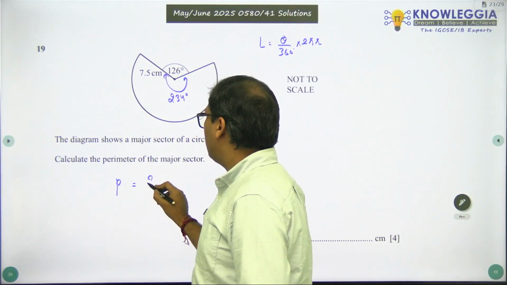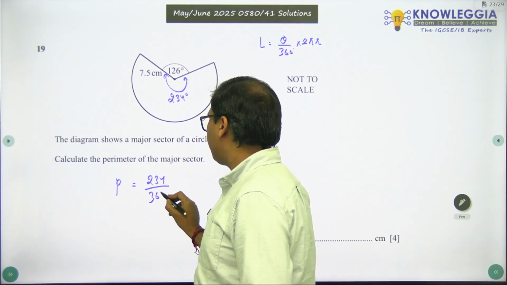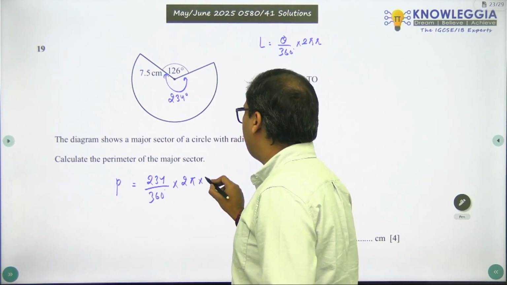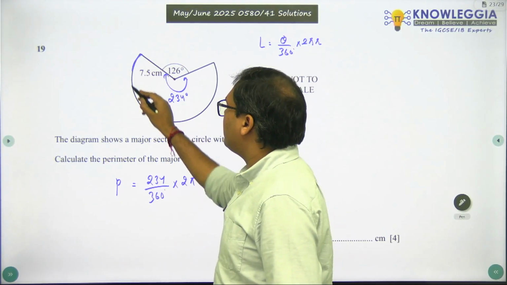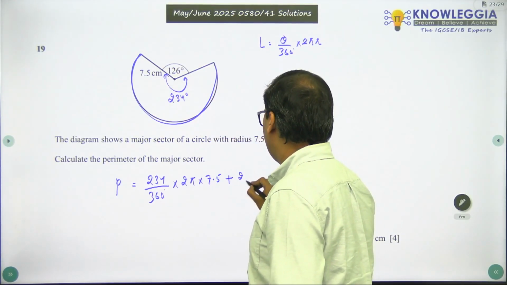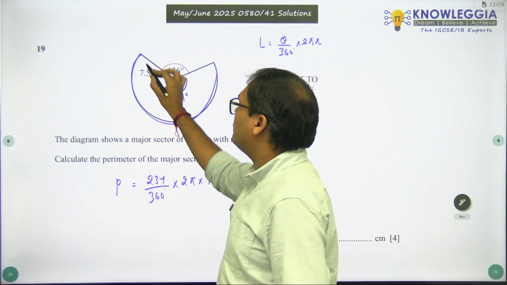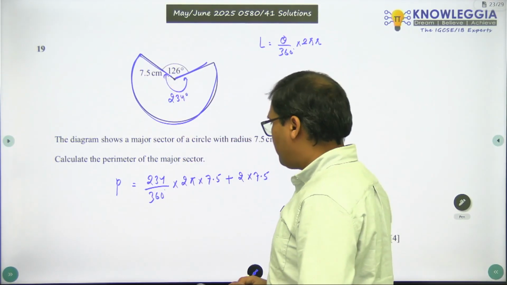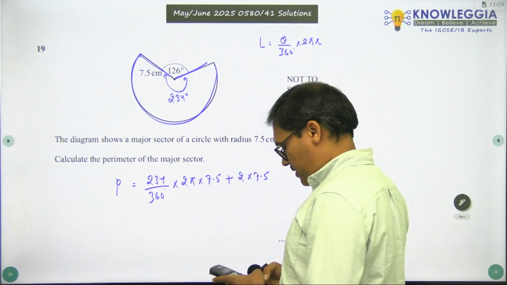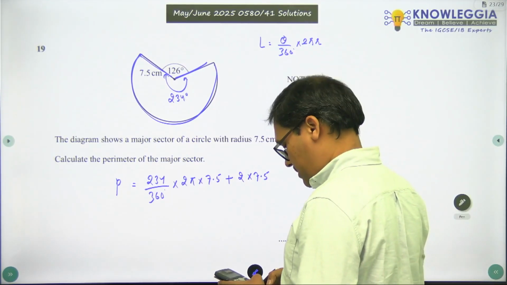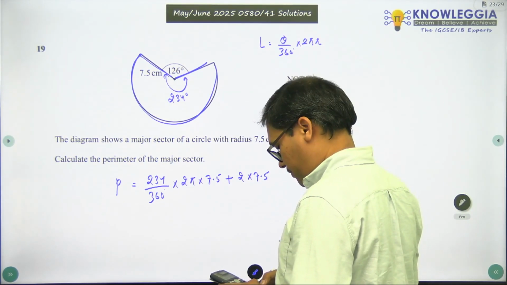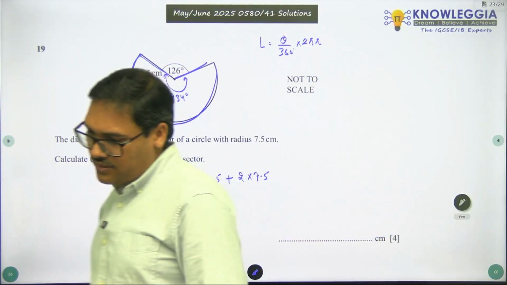So what is the perimeter? This is 234 upon 360 into 2 pi r. What is r? 7.5. That is the length of this part. Okay. Plus 7.5 plus 7.5, that is 2 into 7.5, because you have to add the perimeter. So you have to add this as well as this. So if I just put the value, this is 234 divided by 360 multiplied with 15 multiplied with pi, plus 15, which gives 45.63. So that is the correct answer.